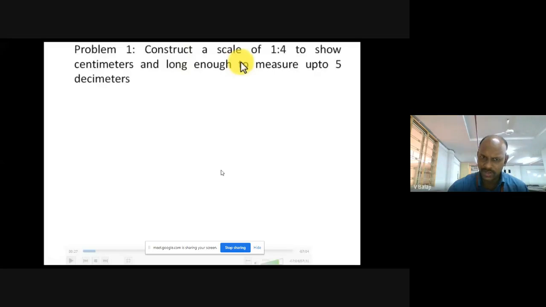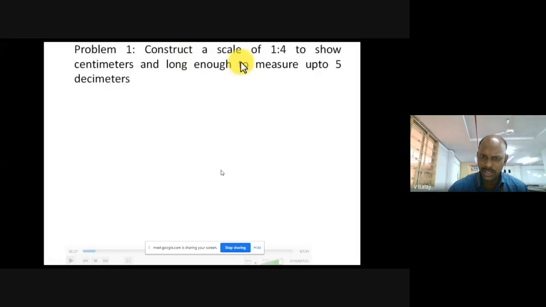Rectangle, right? So very good. So in this construction, first of all, let us construct the rectangular scale. Okay, rectangle shape. Now what are the dimensions required? Suppose you are the customer, right? I am the shop owner.